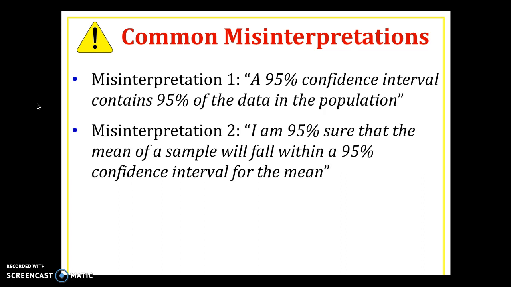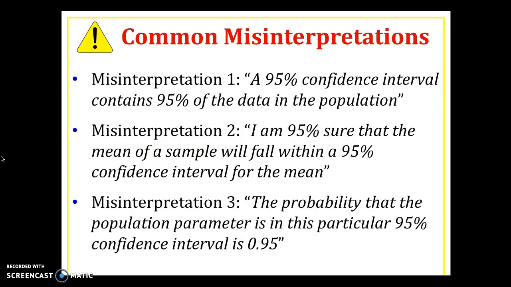All right, misinterpretation number 2. I'm 95% sure that the mean of a sample will fall within a 95% confidence interval for the mean. That's also not true. We know that we're 95% sure that the mean of the population will fall within a 95% confidence interval, not the sample. If you have a sample, the sample mean absolutely will fall in the confidence interval because it's the exact middle of the confidence interval.